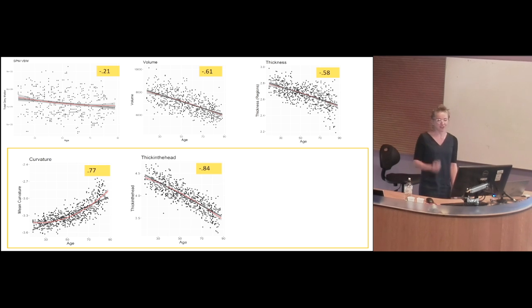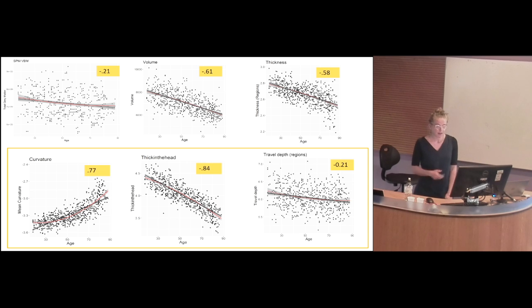Thickness-in-the-head. This was the sort of thickness measure that's supposed to be better than what we had before. Looking at this graph, you see a correlation of -0.84, which I have to say I have not seen in the literature anywhere before, that we can predict or correlate with age at such a value. So here, -0.84.